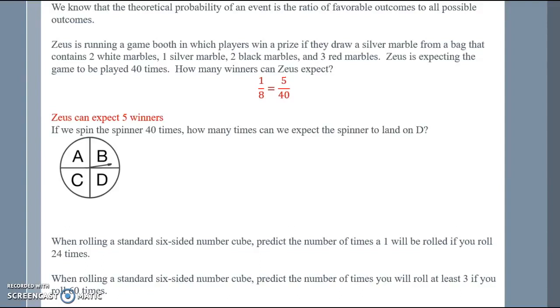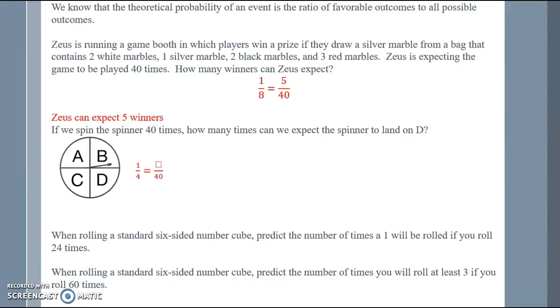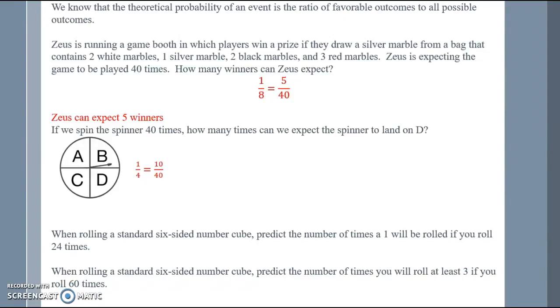If we spin the spinner 40 times, how many times can we expect the spinner to land on D? Well, the spinner should land on D 1 out of every 4 times, but we are spinning 40 times. So 4 times 10 is 40, so 1 times 10 is 10. We can expect it to land on D 10 times. Will this always happen? No, but this is the expected value.